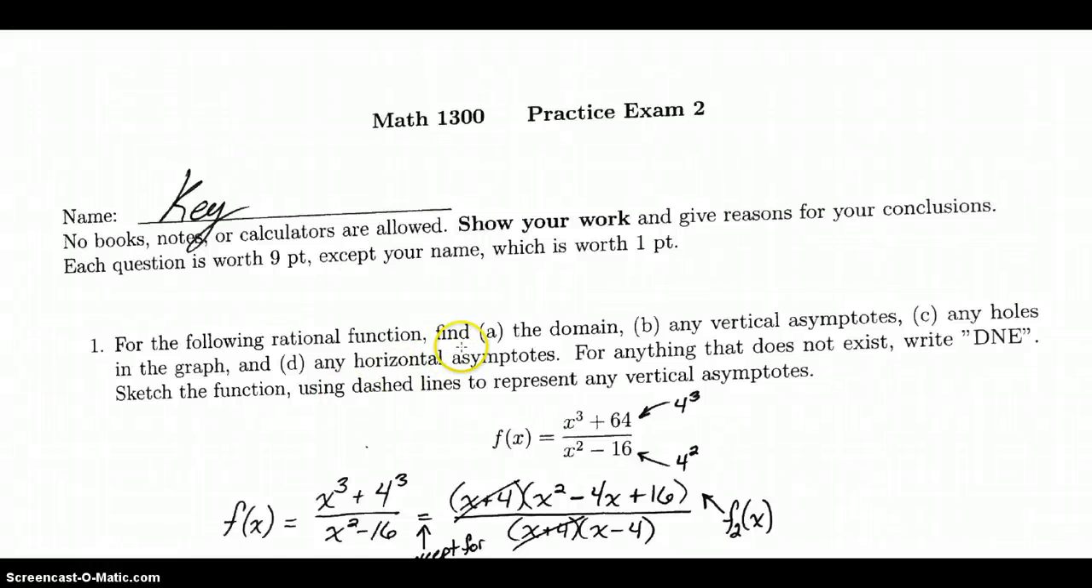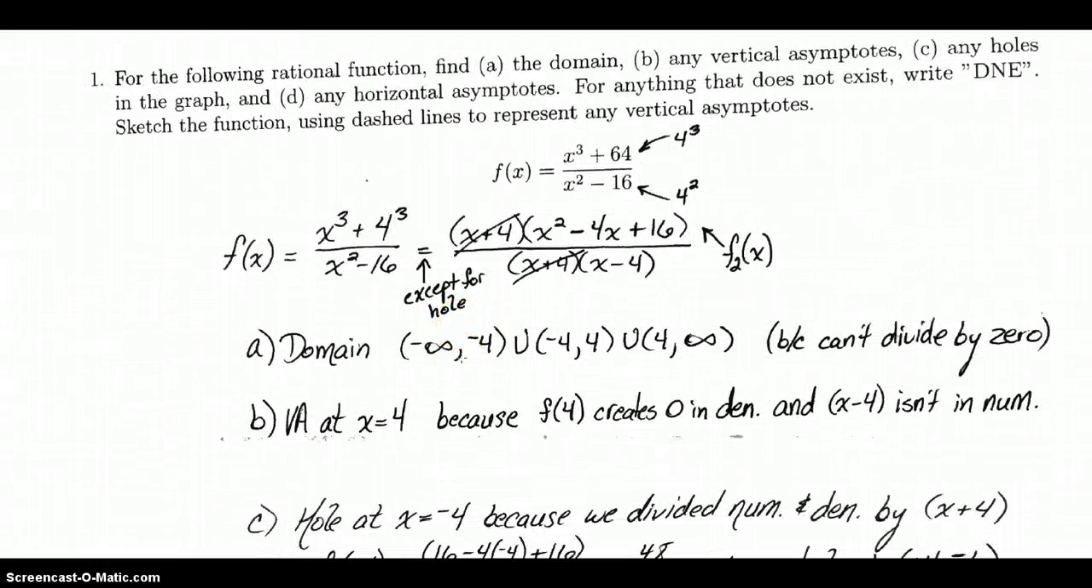Okay, let me go through some of these solutions for the practice exam. First one, we had a rational function here. You'll notice that on the top I factored it out, the bottom I factored it out. Hopefully that bottom will be a pretty quick process for you now when you see something in the form a squared minus b squared. The top had a cubed plus b cubed.